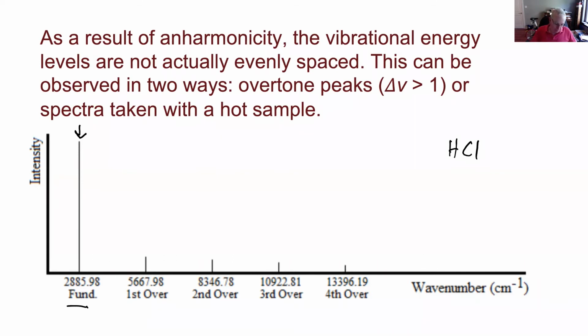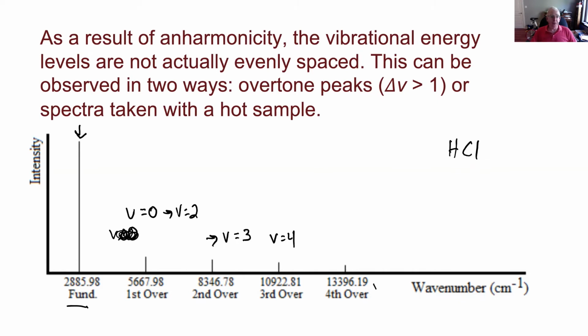If I go to the first overtone, this is V equals 0, and this goes to V equals 2. This one is up to V equals 3. This one is up to V equals 4, and so on. And if we actually look at the wave numbers that are attached to them, we will be able to see what happens as these go.